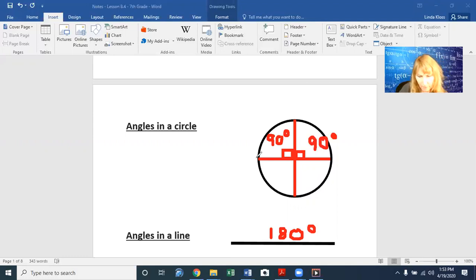So this line here is 180 degrees. Why? Because it's formed with two 90-degree angles, right? What about this angle here? Isn't that also a 90-degree angle? So we're going to put a little symbol there. Another 90-degree angle. And as you guessed, the last angle is also 90 degrees as well. So let's put that in there. This is 90 degrees.